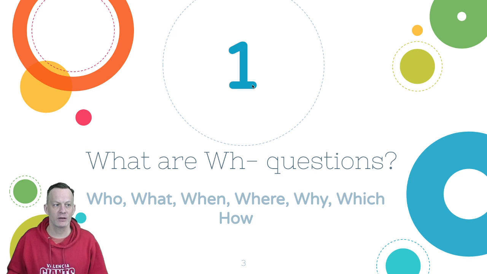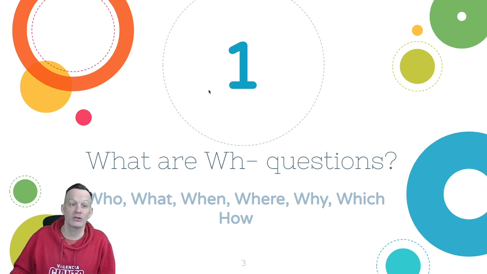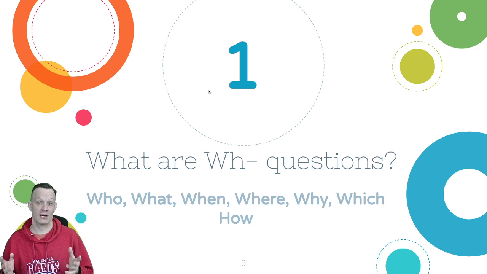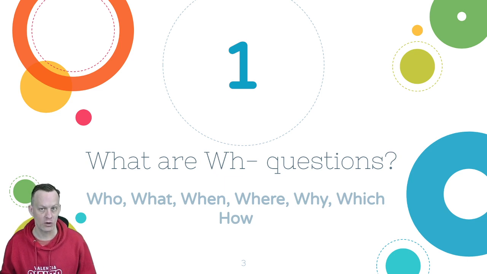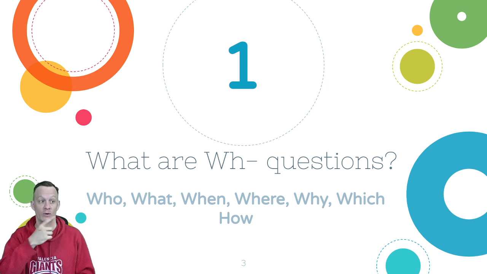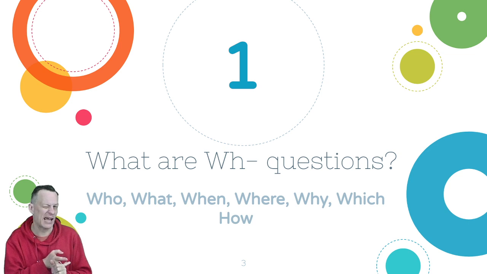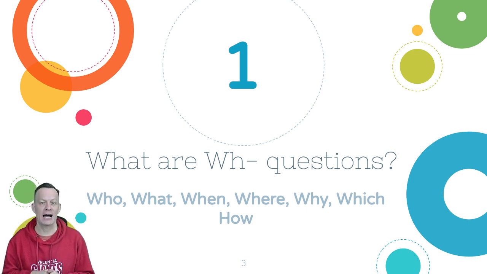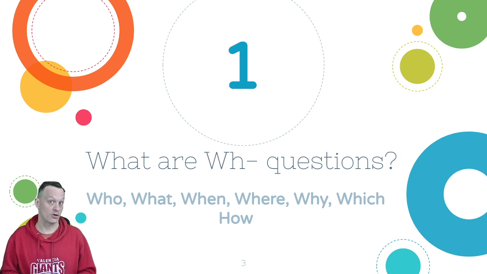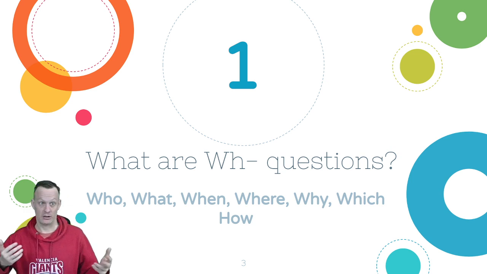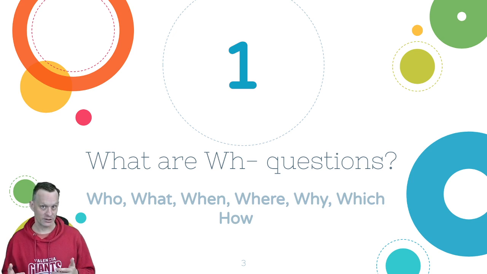So what are WH questions? Well, a WH question is a question that starts with a question word. A question word is what we have here: who, what, when, where, why, which, and our exception is how. These are question words. And our questions always begin with a question word, unless it's a yes-no question, like, do you like chocolate? Yes, I do. That is a yes-no question.